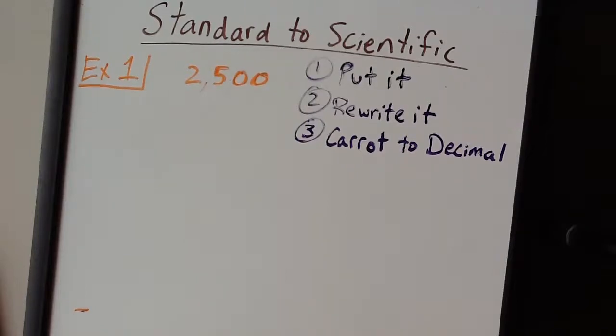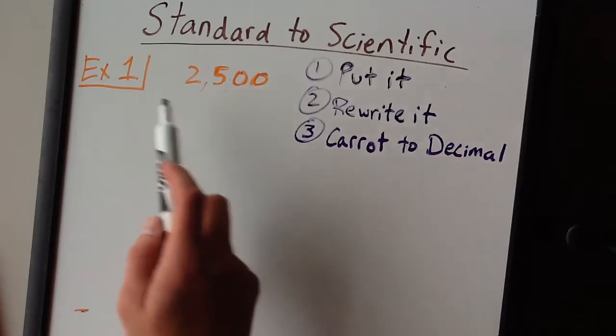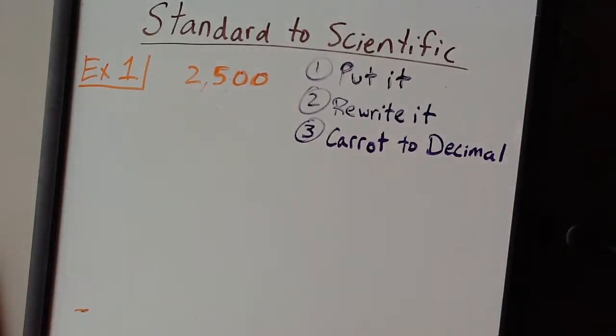8th grade. In this video, we're going to work on taking a number from standard notation to scientific notation. In example number 1, the number is 2,500. Right now, that number is written in standard notation. Let's take it to scientific notation.